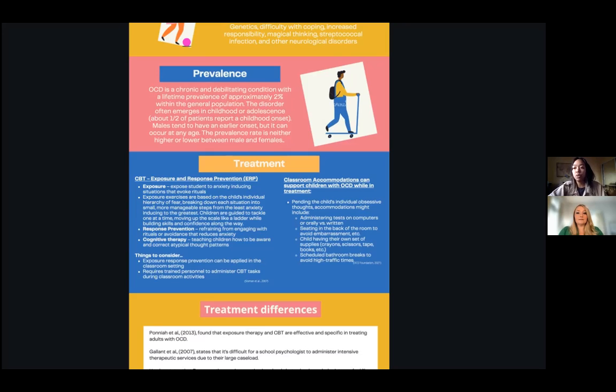Because OCD usually starts in childhood and adolescence, this information is especially helpful for educators and practitioners so that more students who demonstrate these signs and symptoms can be connected to support and resources.